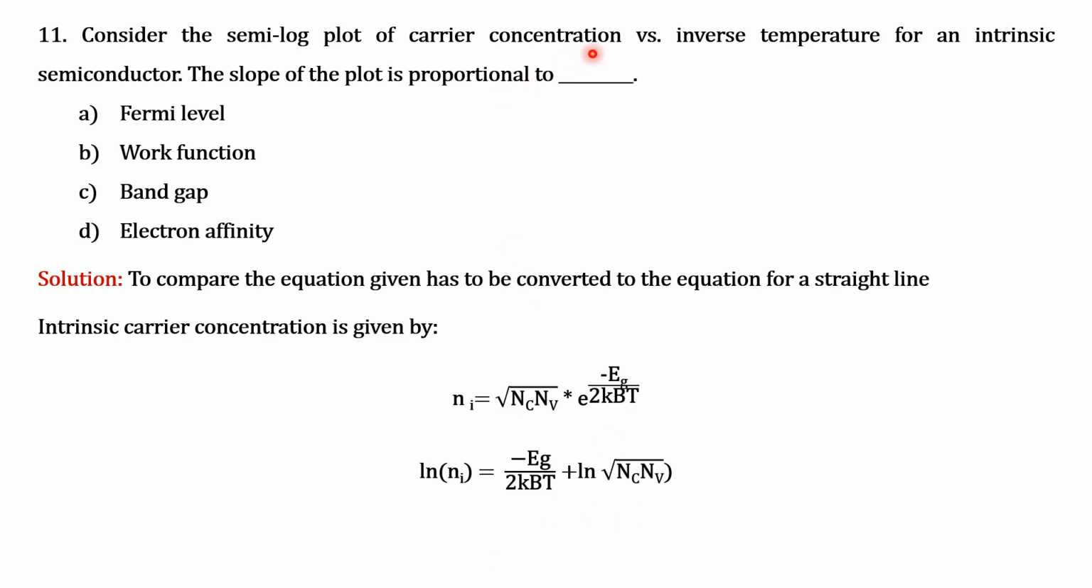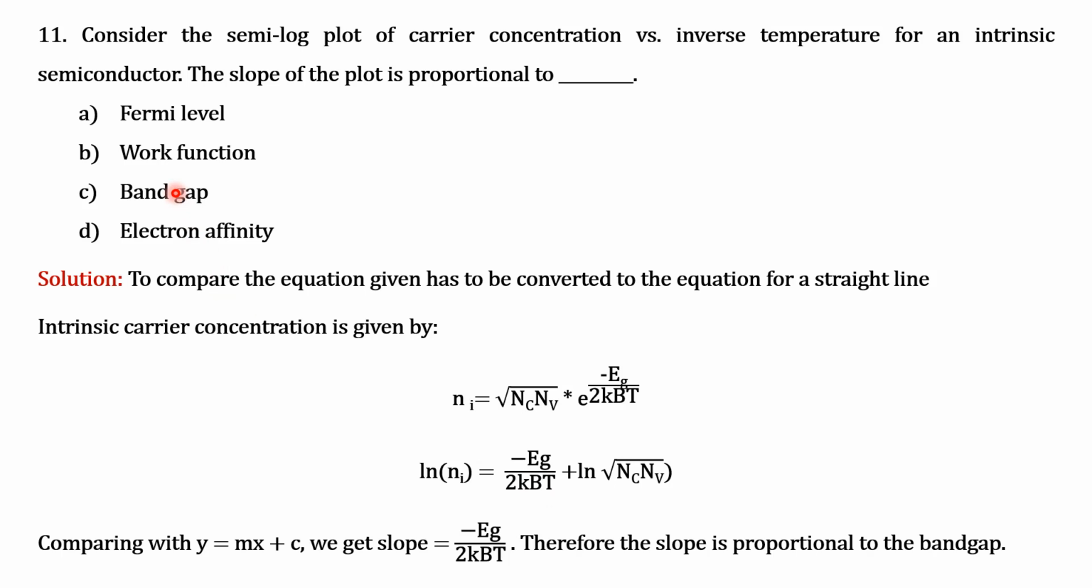Here they are asking for carrier concentration versus inverse temperature. Inverse temperature means that 1 by T is already here, and therefore y is equal to mx plus c, and in that case m, our slope, will be minus Eg by 2 times kB. Therefore, minus Eg by 2 times kB will give us the band gap. Hence we can say that, comparing it with y is equal to mx plus c, the slope is proportional to the band gap. So that is the answer to this question.